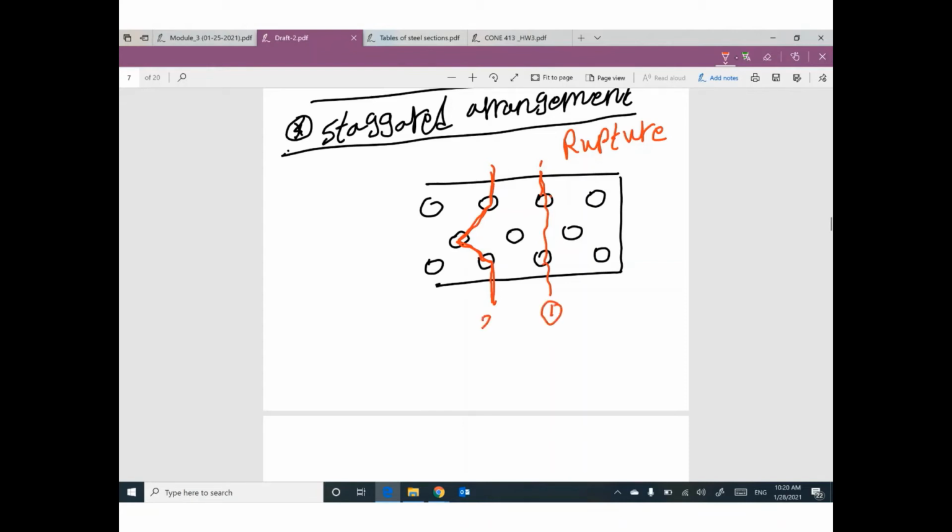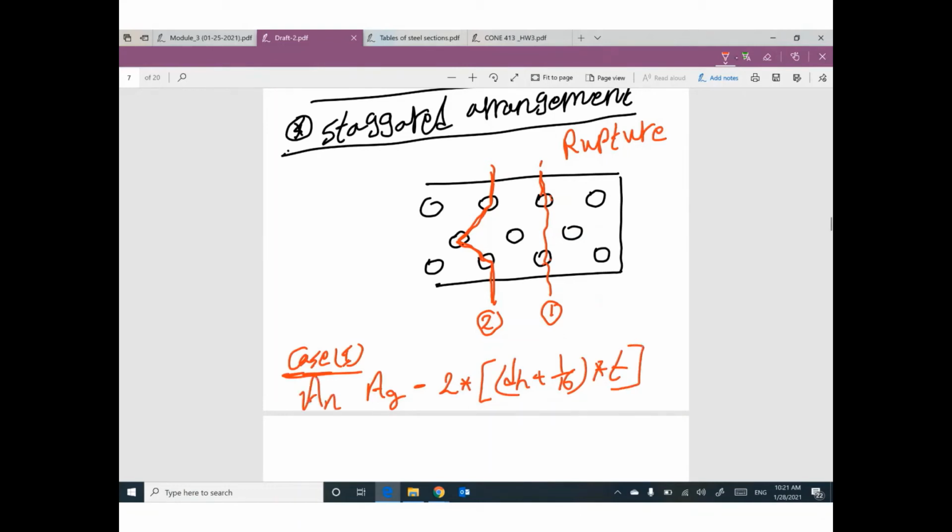So case number 1, case number 2. If you are talking about case number 1, it's normal. We have 2 holes. So area gross minus 2 times d hole plus 1/16 times thickness, I can get the area net. That makes sense. So this cross section, which is area gross, I will subtract the area of this hole and the area of this hole to figure out the area net. Any question regarding this point so far?